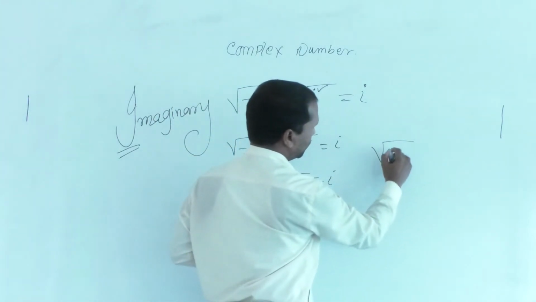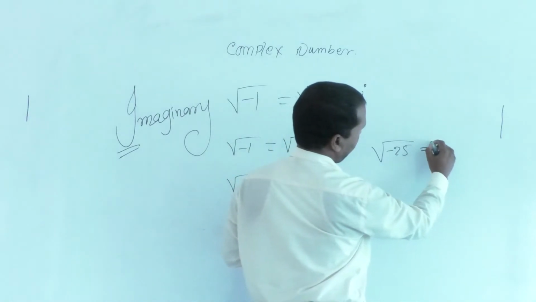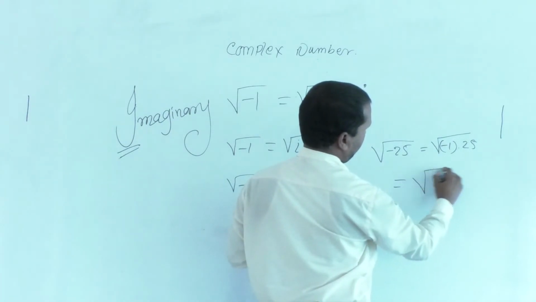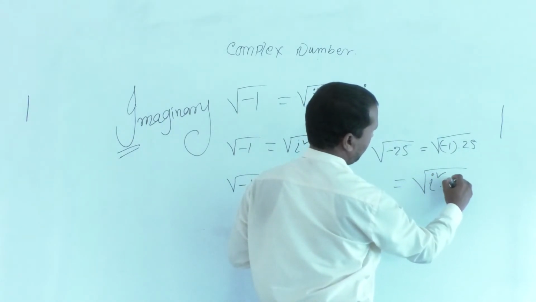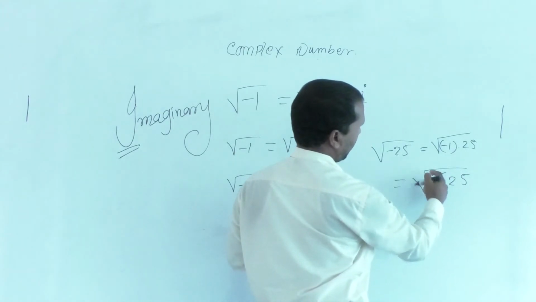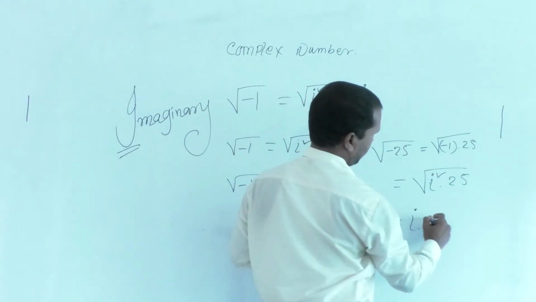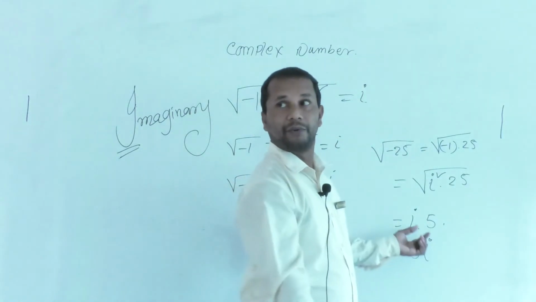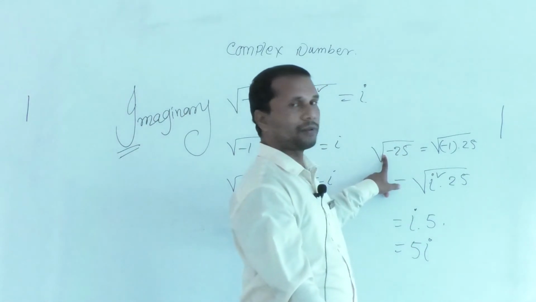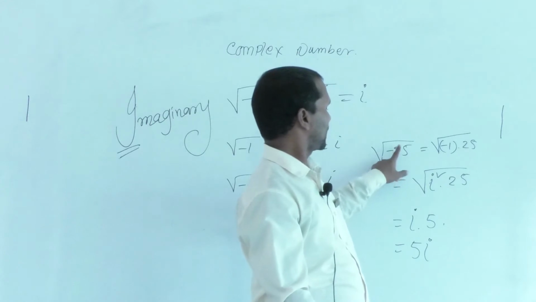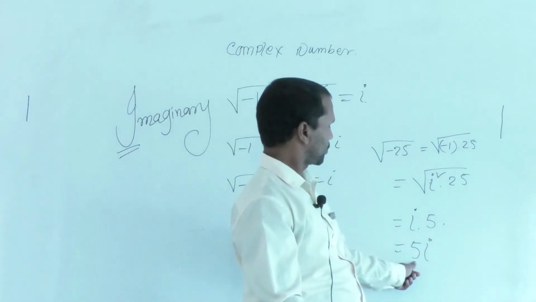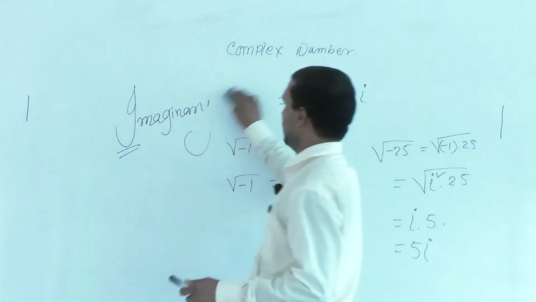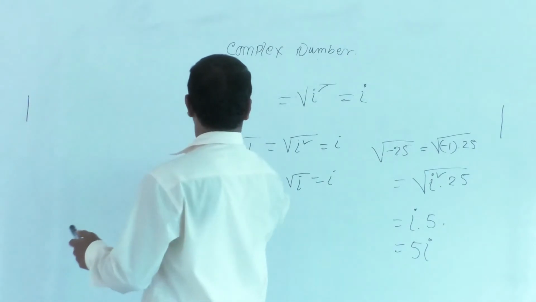Now if it is root over minus 25, you can write it as minus 1 into 25. Now root over minus 1 equals I square, so root over I square into 25 equals I, and root 25 is 5, so I into 5 is 5I. This is the modified form of root over minus 25. So root over minus 25 equals 5I. So I is introduced for negative numbers, where root over minus 1 equals I square.